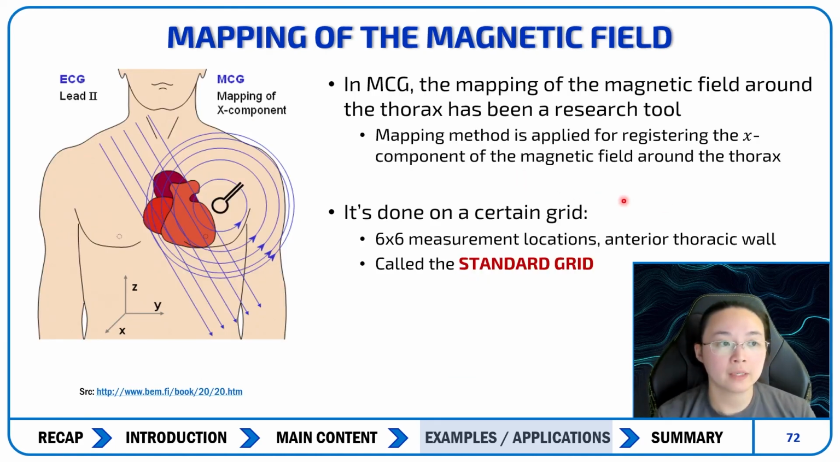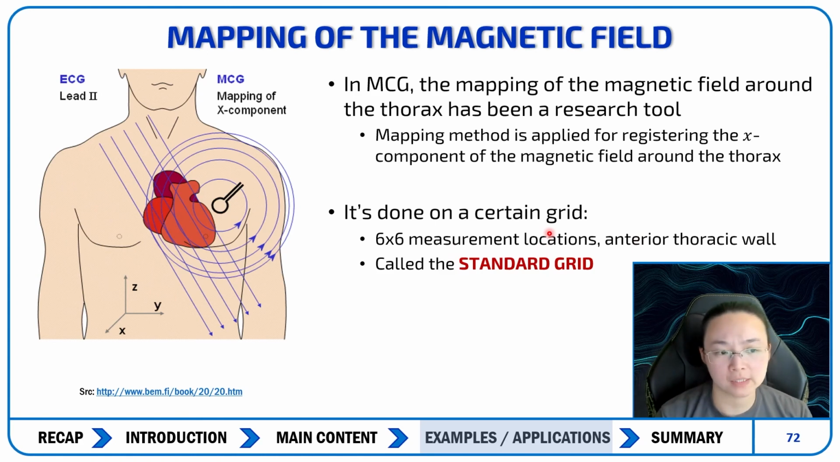we're now taking a look at how we can map out the magnetic field. So in MCG, the mapping of the magnetic field around the thorax has been a research tool. If we use this mapping method to register the X component of the magnetic field around the thorax, then we'll be able to get all of the other quantities as well. So in terms of doing this calculation, we have to use something called a standard grid.